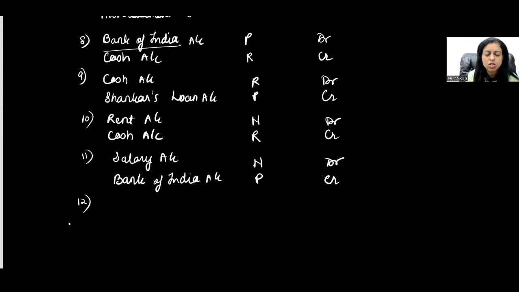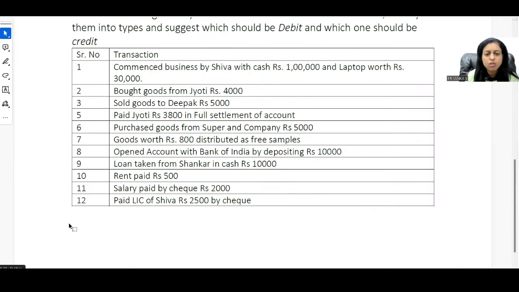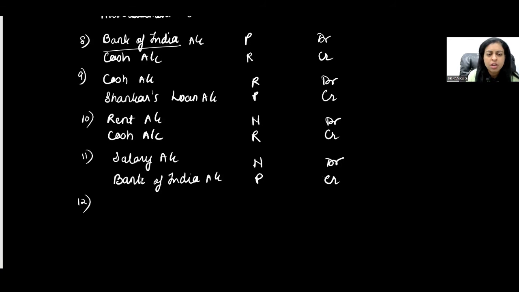And last transaction, paid LIC of Shiva 2,500 by check. So what are you paying? Life insurance, and you are paying it by bank. Now pay attention carefully to this particular part.